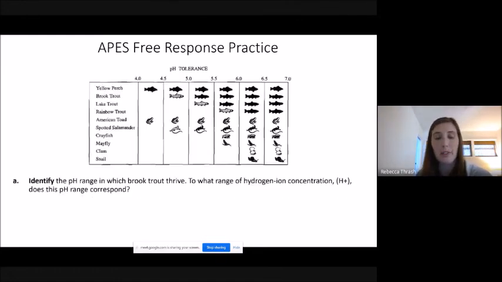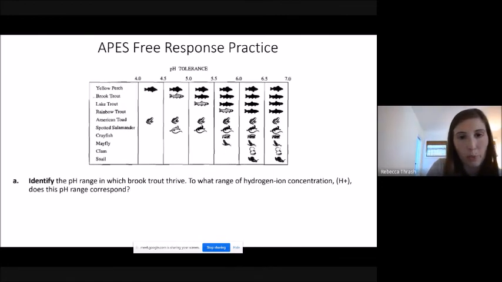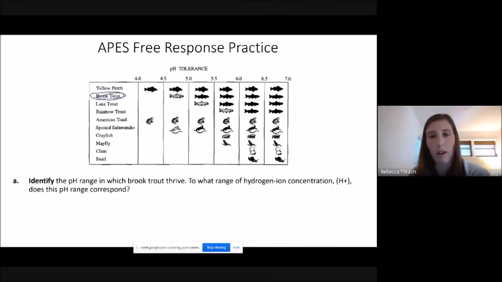Let's look at A first. Identify the pH range in which the brook trout thrive. So here's brook trout, and I'm looking for the figures that are completely shaded in because that's when they thrive.